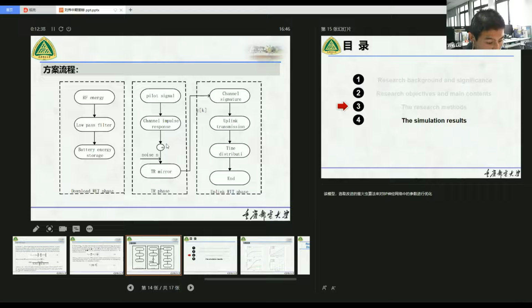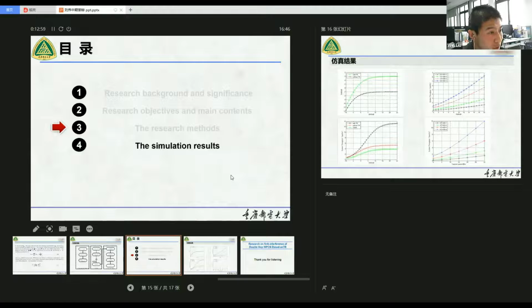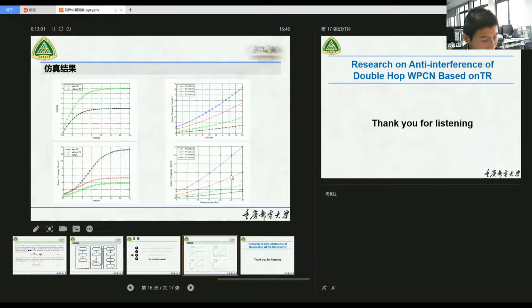This page shows the flow of the overall scheme. One is the downlink WET phase, two is the TR phase, three is the uplink WIT phase. This is the combined result. The specific simulation analysis is as follows.